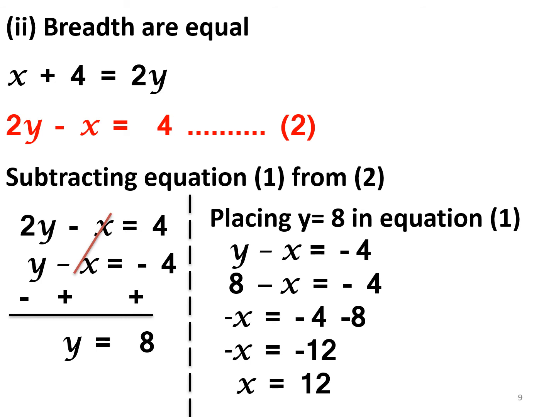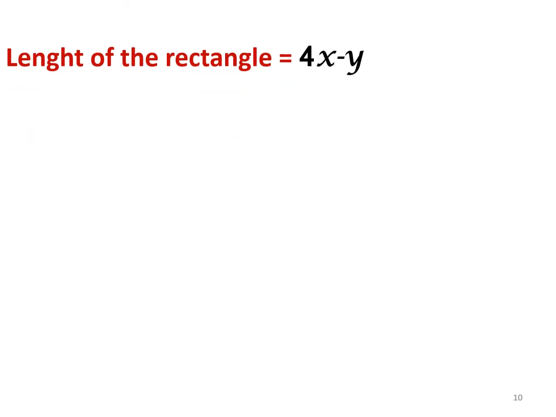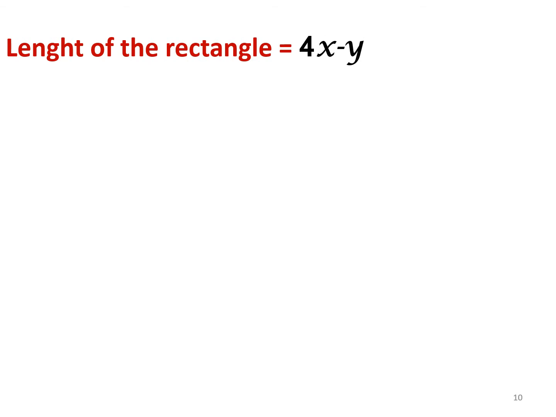But that is not the end. We have to find one more thing which was asked. We will find out the length of the rectangle because they have asked the perimeter and area. For perimeter and area, we need the length and breadth. So we will substitute the value of x and y in length and breadth.